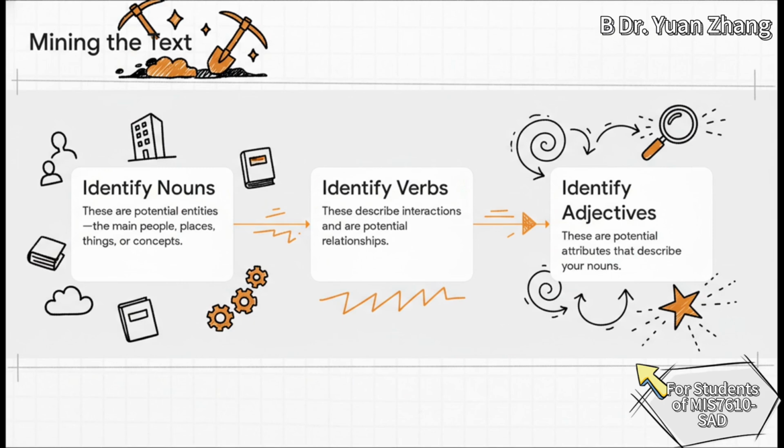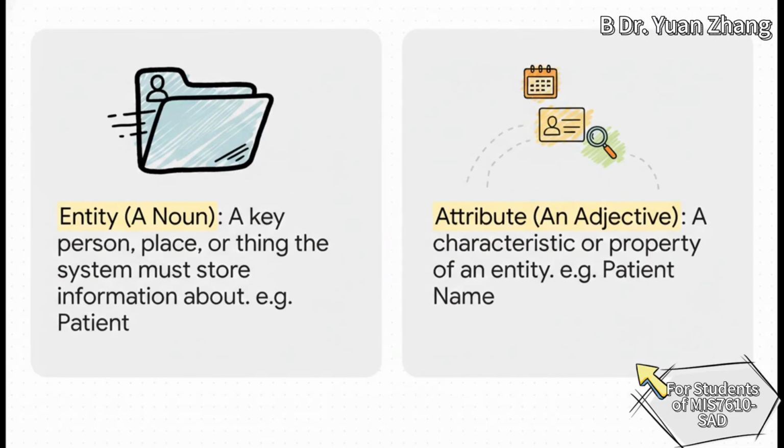First, look for the nouns. These are your potential entities. Then, find the verbs. These show how the nouns interact, giving you your relationships. And finally, look for descriptive words or characteristics. These are your attributes. Now, this is a really important distinction to make.